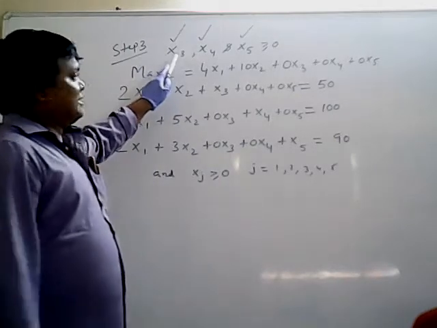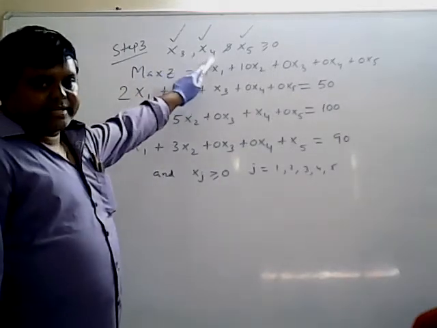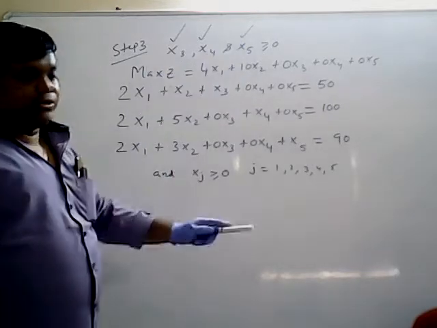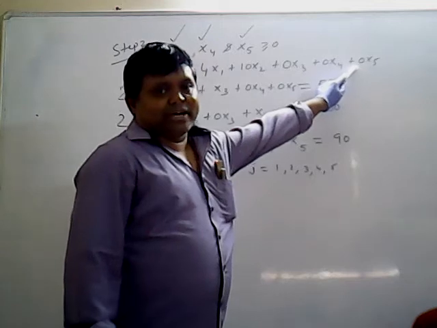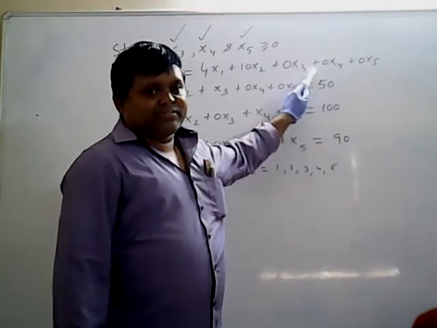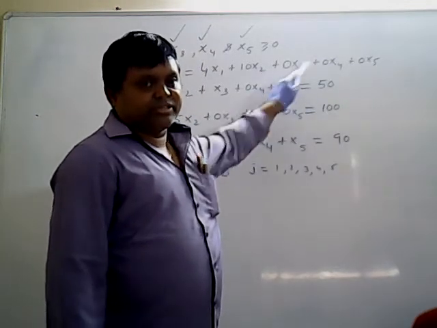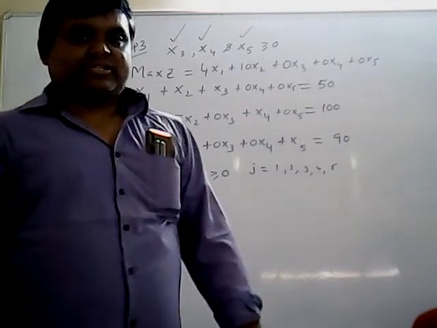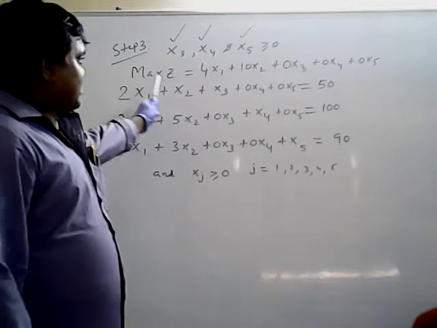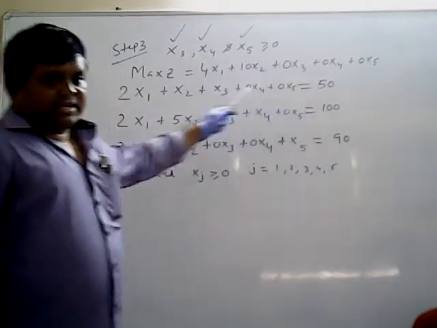So that's why I am introducing the slack variables x3, x4 and x5 greater than equal to 0, and put the cost of these variables equal to 0 in the objective function. Then we get maximum z equal to, this is the maximum z you will get.